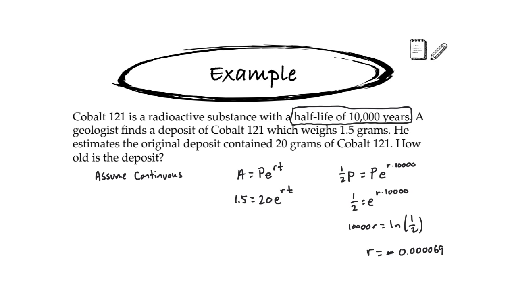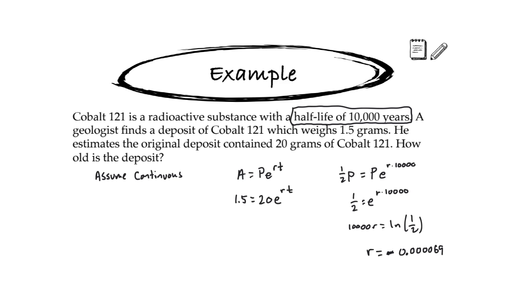This should have been a negative here. So you see that's a very, very small and negative growth rate. Negative is important because it's decaying, and the fact that the growth rate is so incredibly small, that's because we have a half-life of 10,000 years. It takes a tremendous amount of time for this substance to decay.